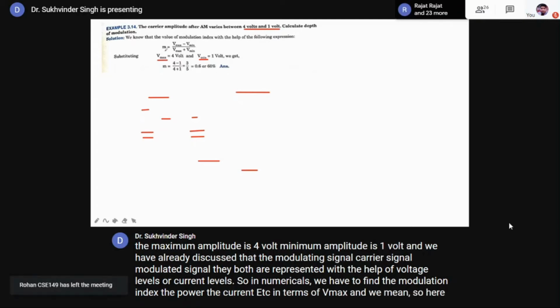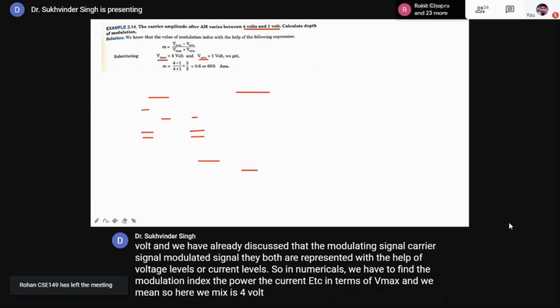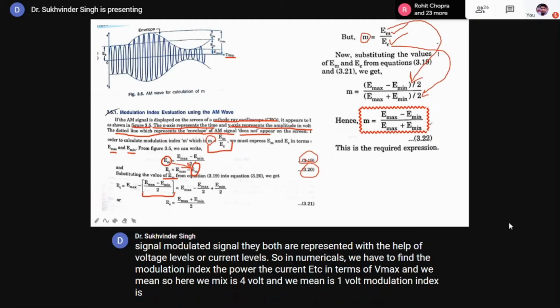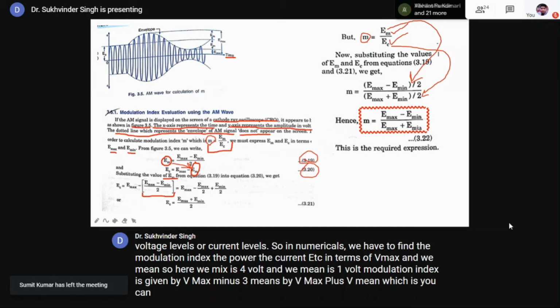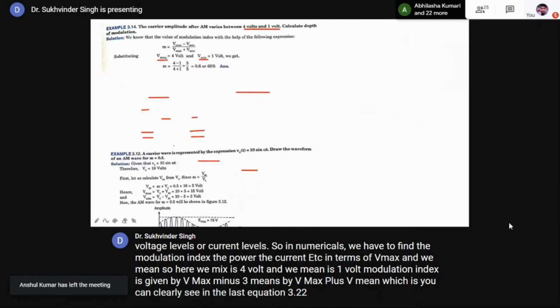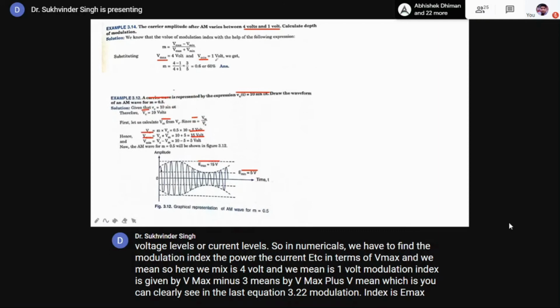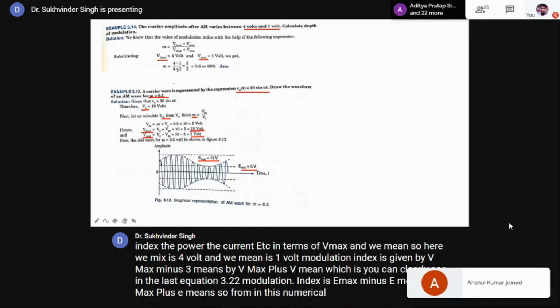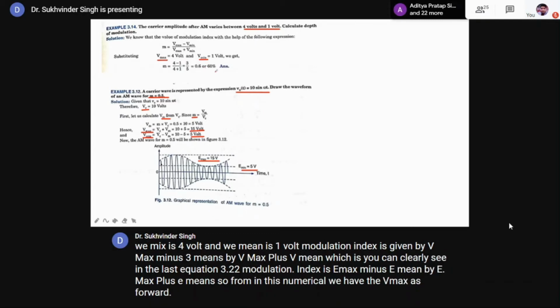Modulation index is given by Vmax minus Vmin by Vmax plus Vmin, which you can clearly see in the last equation 3.22, modulation index is Emax minus Emin by Emax plus Emin. So in this numerical, we have the Vmax as 4 volt, Vmin as 1 volt. So modulation index will be Vmax minus Vmin by Vmax plus Vmin, that is 0.6, and percentage modulation will be multiplied by 100, that is 60%.